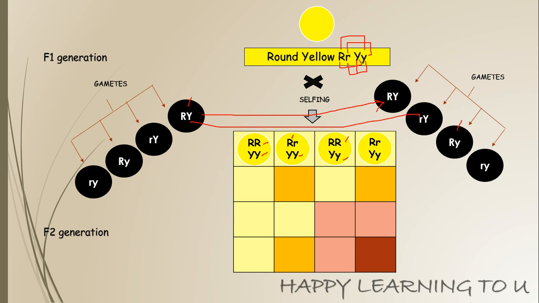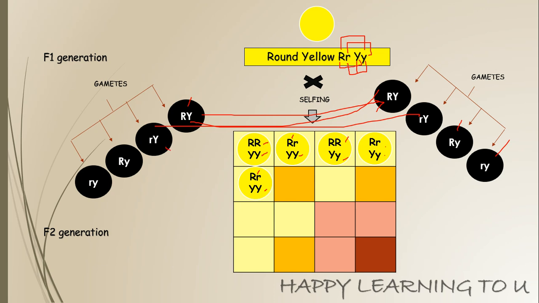Next, this RY with this. So what you have is capital R, small r, capital Y, small y. Again round yellow. Next, we come to this and this now. So what you have is a capital R, small r and both capital Y. So this will be round and again yellow.